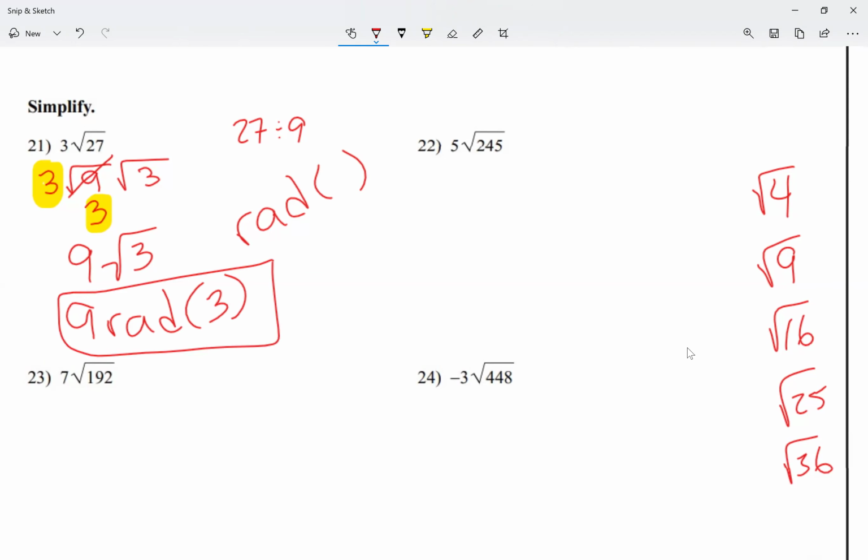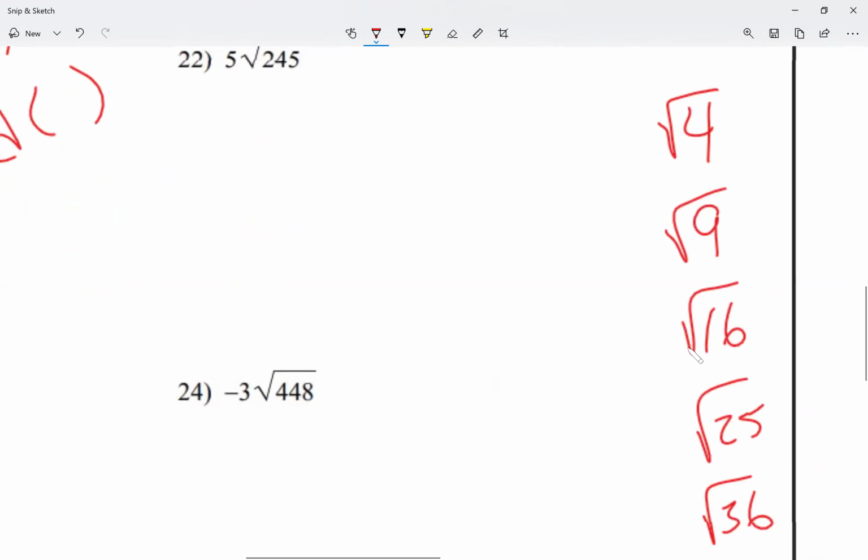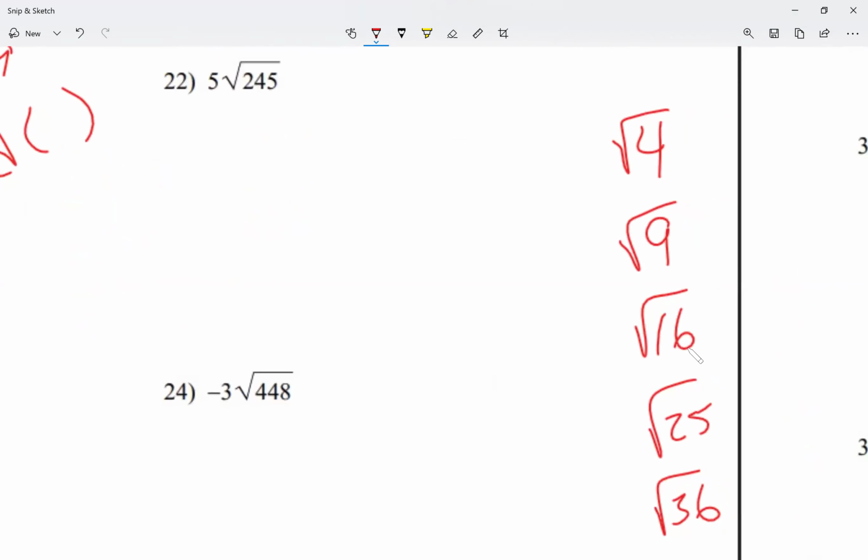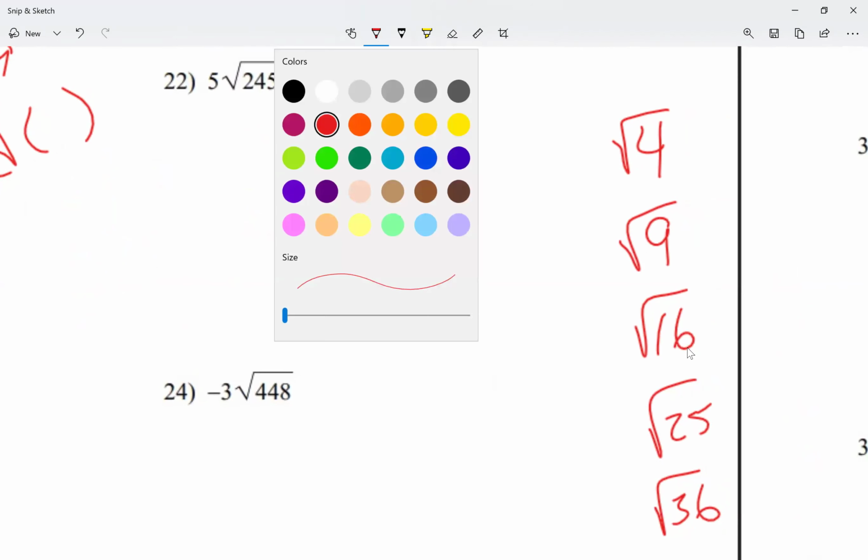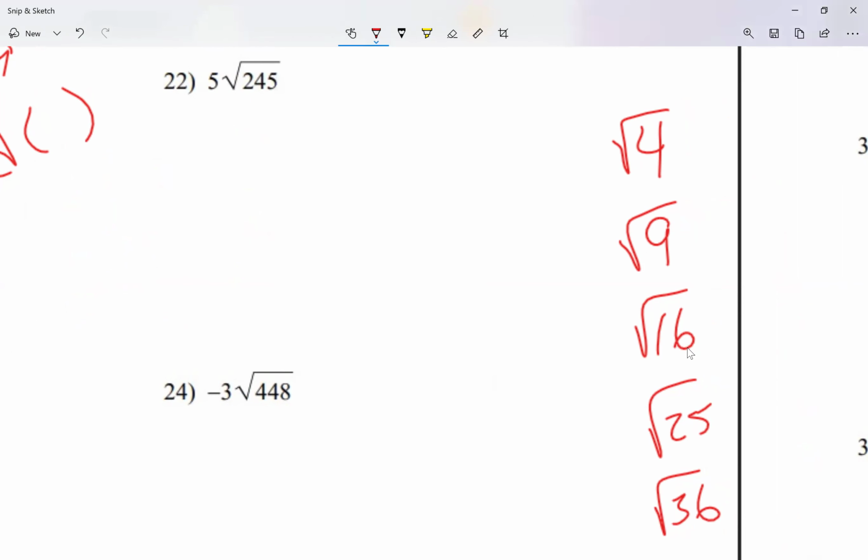All right, let's try this again. Let's take a look at the next question. 5 radical 245. So then I look at the 5. I'm not going to do anything to the whole number, so I'm just going to write my 5. Radical 245. Start thinking, okay, let me break this into 2 radicals, if possible. Let me see if I can do this. But one of them has to be from my perfect squares.